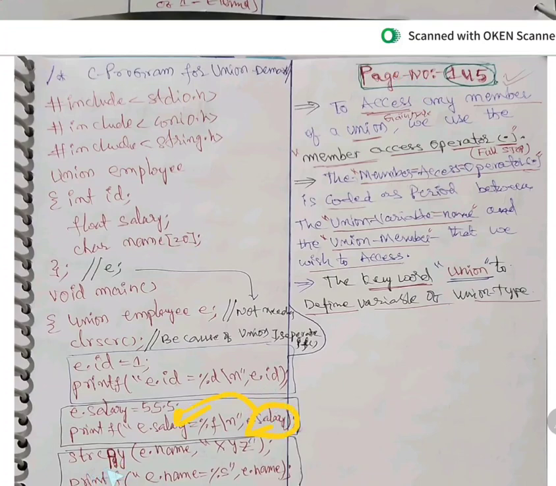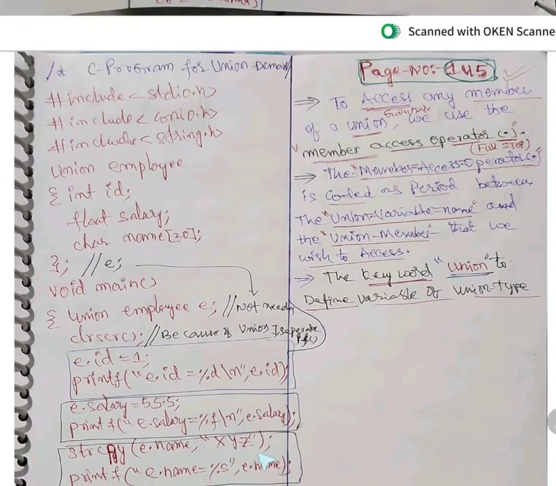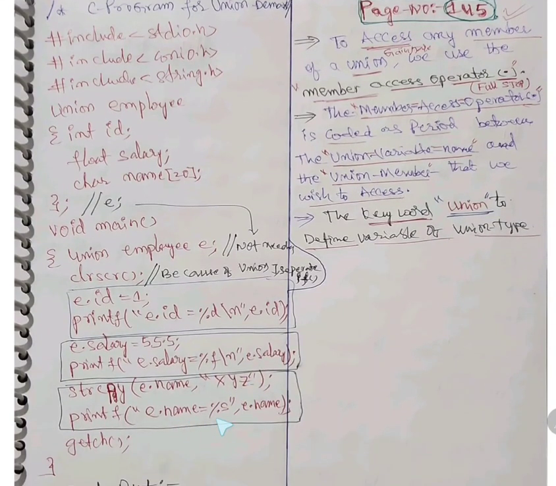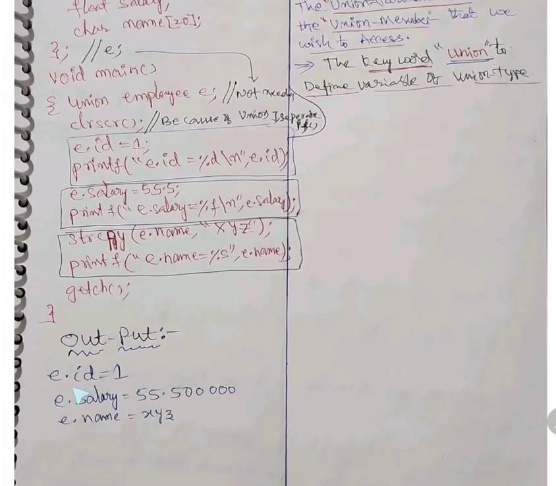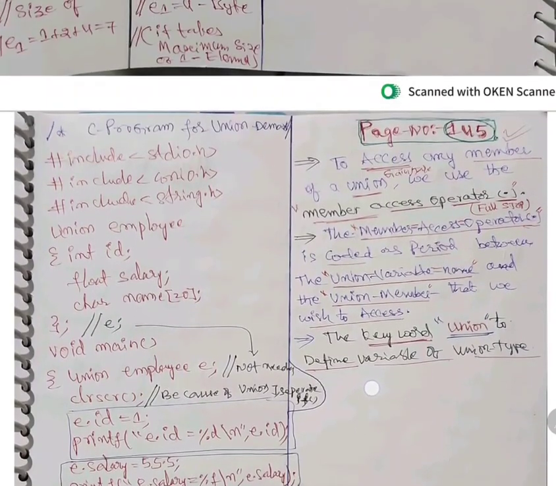And strcpy, string copy, e dot name, some name xyz, e dot name percentage s, e dot name will be printed here, getch. The output is: e dot id is 1, e dot salary is some rupees and paisa, and e dot name is xyz. This will be printed here.